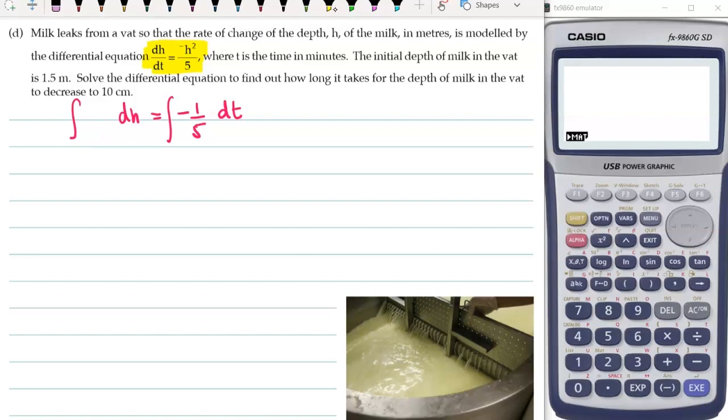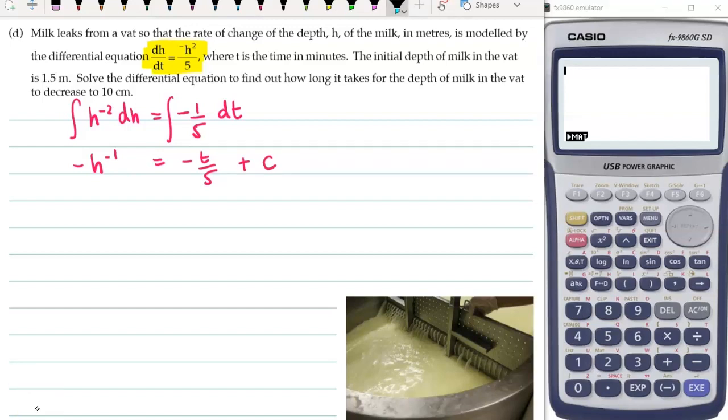So 1 over h squared is h to the minus 2. So if we integrate that, raising the power by 1 and dividing by the new power, and then integrating minus 1 over 5 is minus t over 5 plus c.